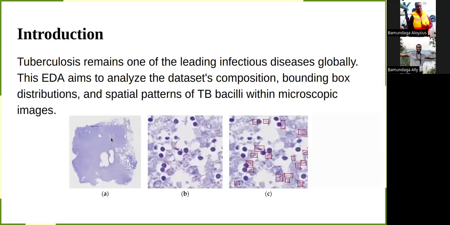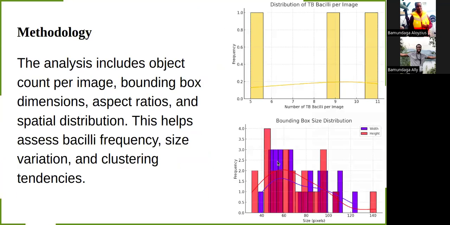So this is maybe 1. When you magnify it by 1,000 times, you get this. And this is when you can easily do our bounding boxes and maybe train a model to observe the bacillus in the slide.